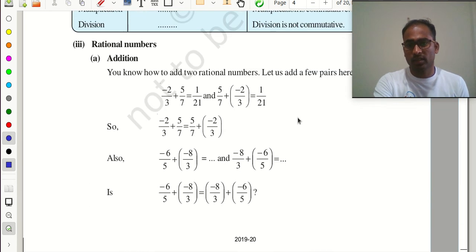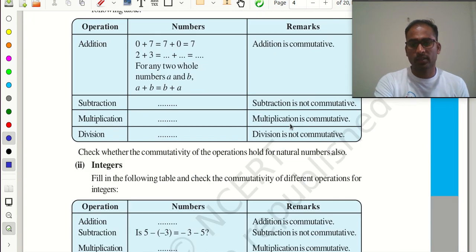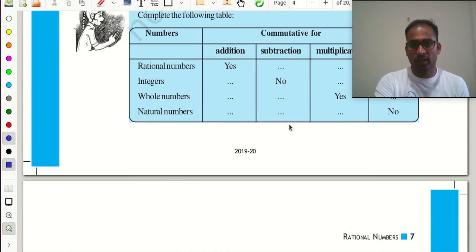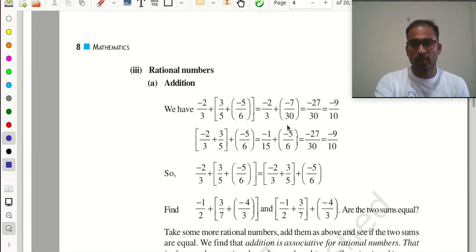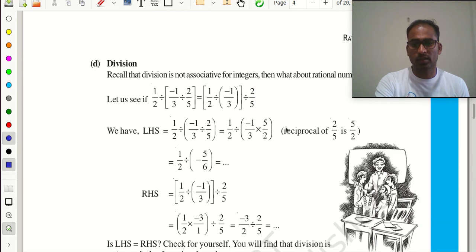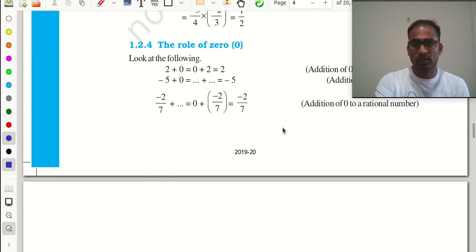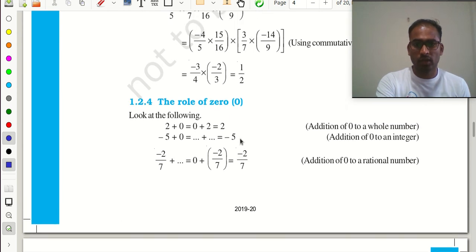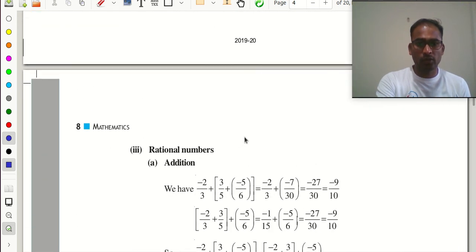Next, we need to check for commutativity. Same in commutativity also, we need to check for whole numbers, integers, and rational numbers. Next, we will check for associativity, then distributivity. Associativity is in your book, and we can check distributivity also. Commutativity, will you solve it as homework?